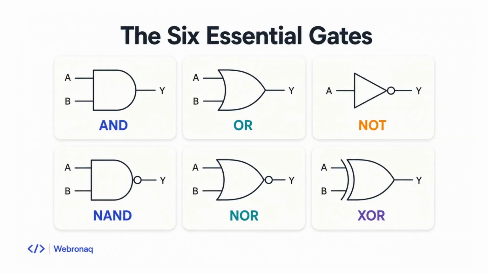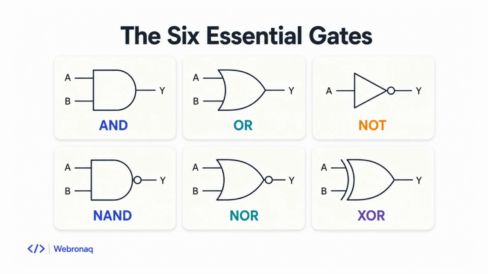Boolean operations do not stay abstract for long. Each one is physically built as a logic gate, a tiny electronic circuit made from transistors that takes electrical signals as inputs and produces an output. The AND gate outputs high only when all inputs are high. The OR gate outputs high when any input is high. The NOT gate, sometimes called an inverter, flips a single input.